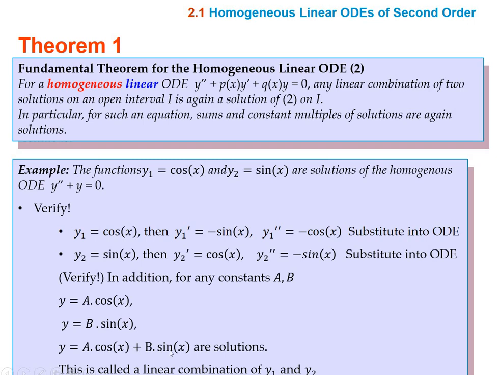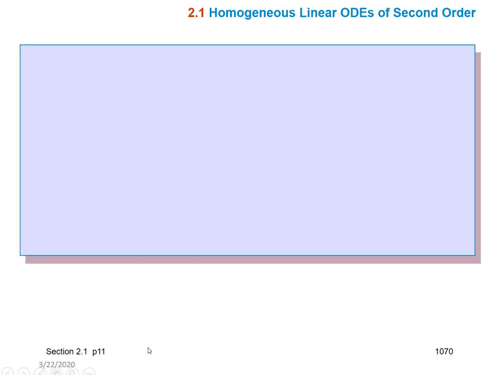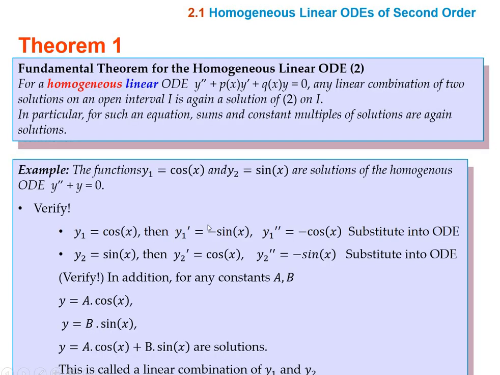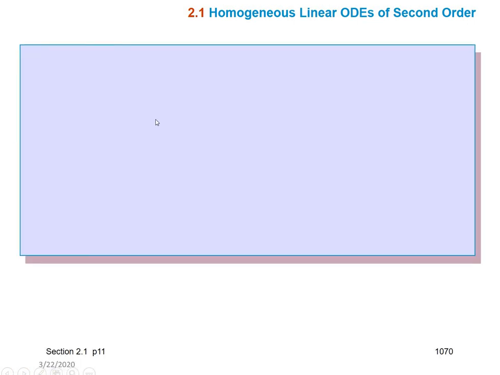Now, the last equation we call a linear combination of y1 and y2. Again, this was y1, this one was y2. So the linear combination is a constant times y1 plus another constant times y2. Okay. Now, this equation was very clearly homogeneous and linear, and those two are solutions, so all conditions of this theorem are met, so we can do it.